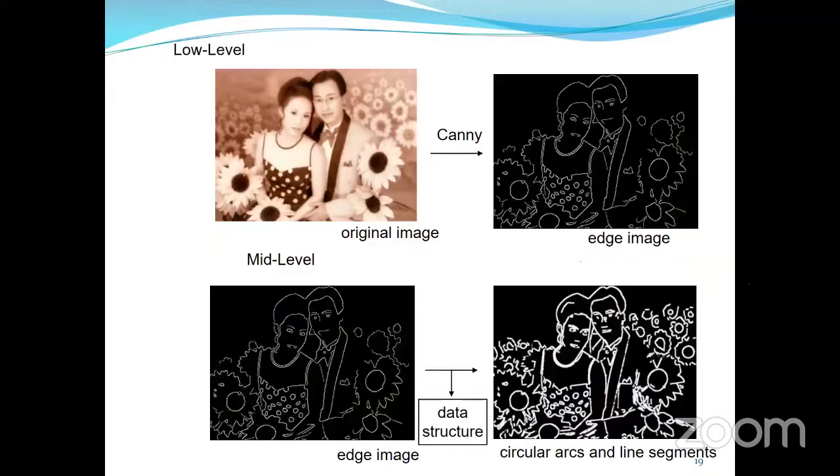Again, there's low level processing and also mid level processing. See here, you are giving an input as an image, you are applying a Canny operator, and you are getting an edge image. This edge image you are giving as an input, and within any of the data structures, you can use circles, arcs and line segments. You are extracting some of the features of the image, only the circles and arcs and also some line segments. So this is actually mid-level processing. You are giving an image input and you are getting features of the image.